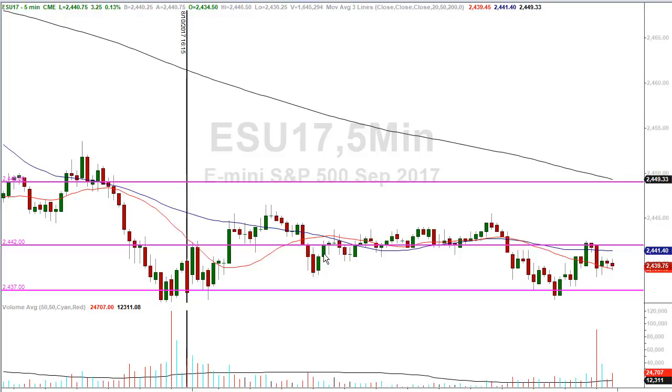As we move along, you can see how the 2442 was important to the market. We spent the majority of the middle part of the day bantering back and forth, up and down, through that level, 2442. That's the market's way of telling you that that price level is extremely important.